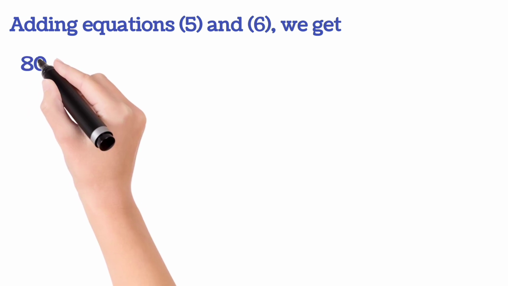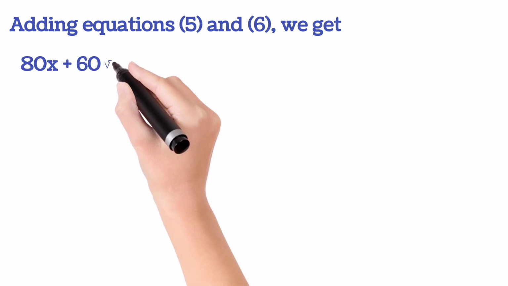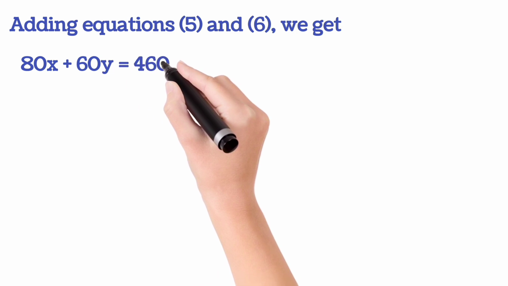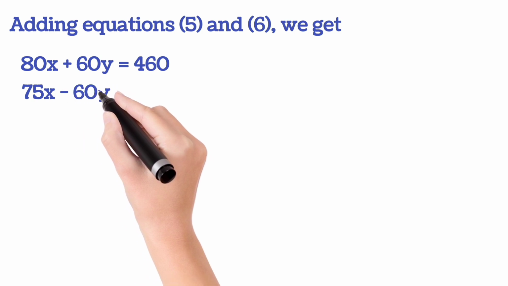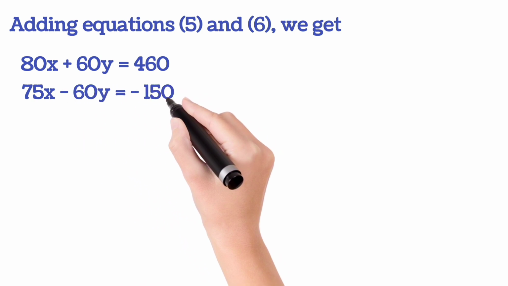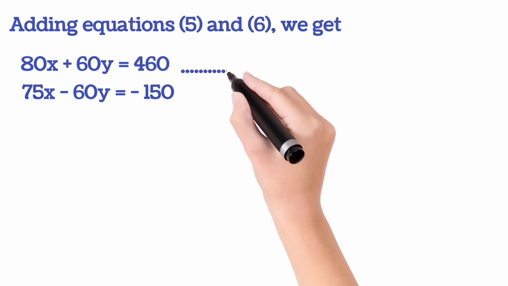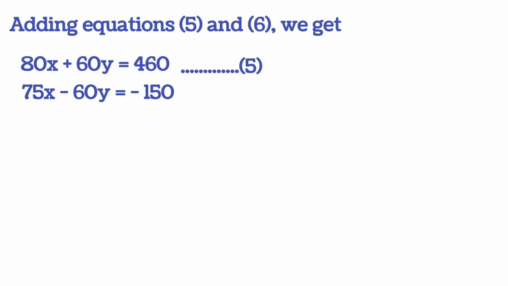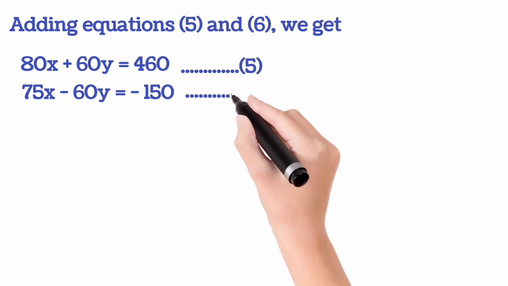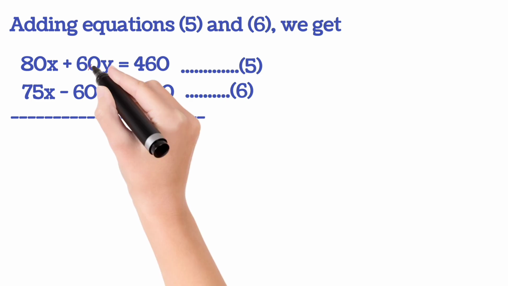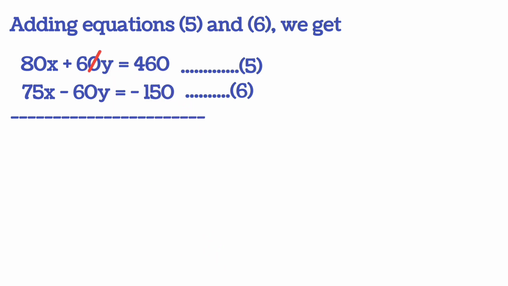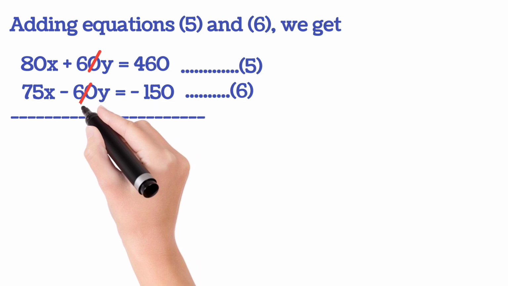What will we get? You will write this way: adding equation number 5 and 6, we get this. I have written them again so that it will be easier for you to understand. This is equation number 5 and this one is equation number 6. Now we will do the addition. Plus 60y and minus 60y are different in sign, so we will cancel them. Plus 60y and minus 60y cancel.